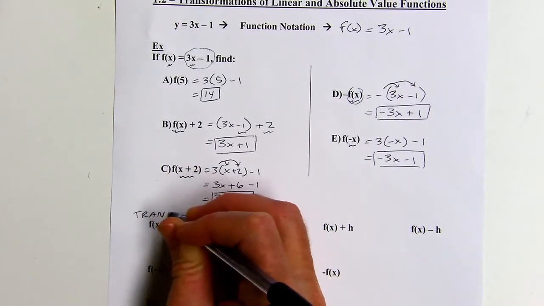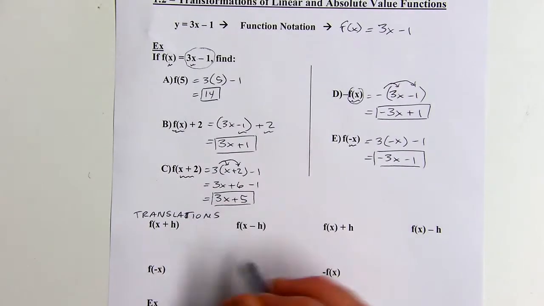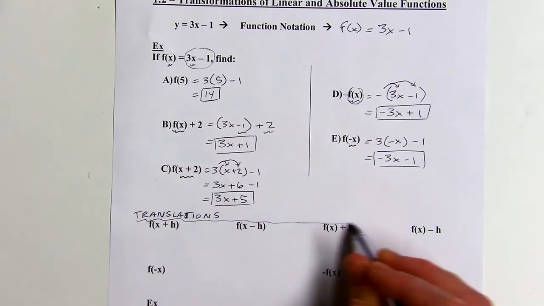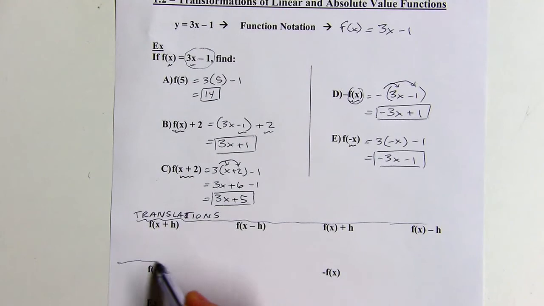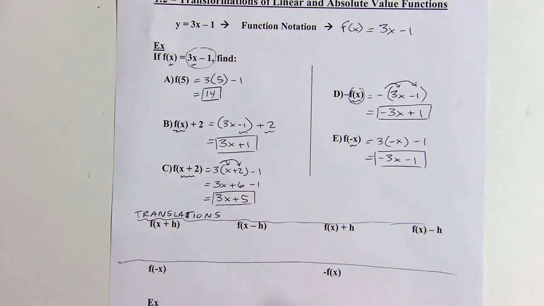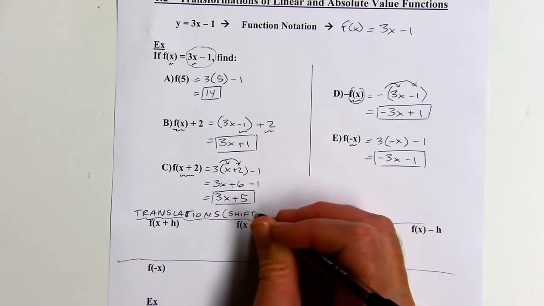So in this little chart I made, this top row, these are all going to be translations. Okay, these ones up here. Here, so I'll separate this like so. Okay, so those are shifts. So we're shifting things either up or down or left or right.